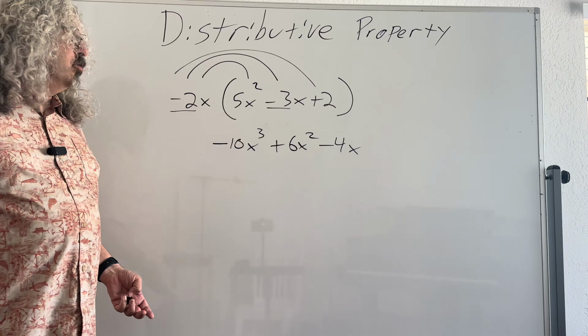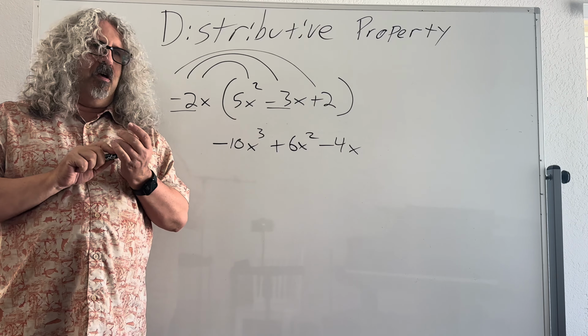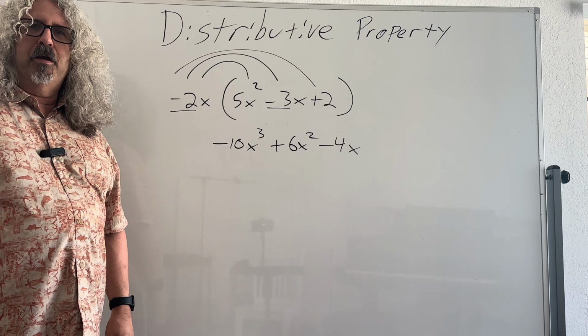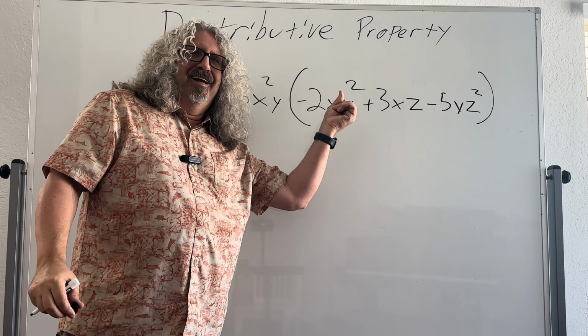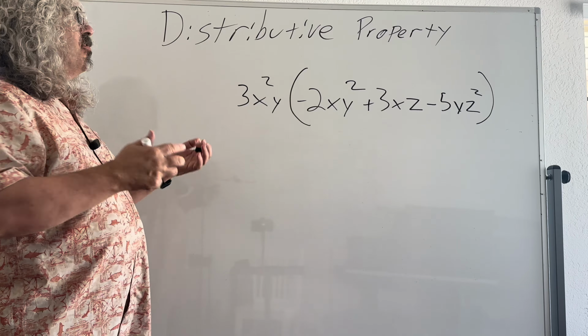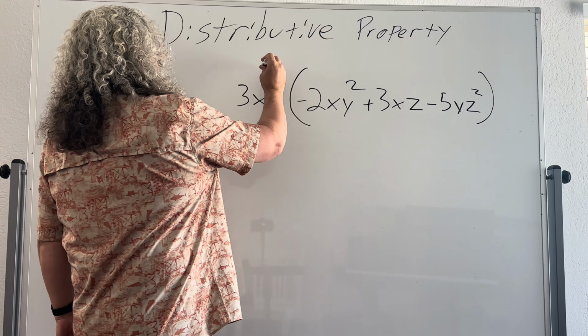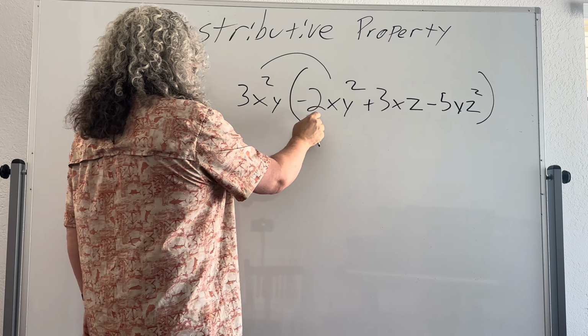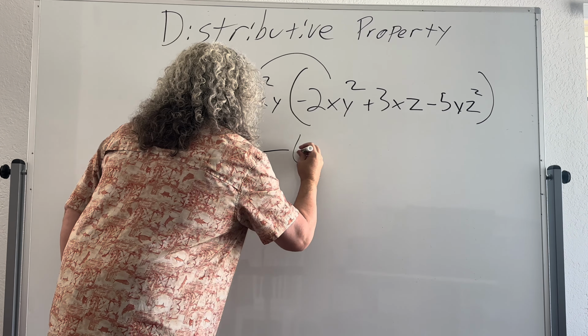Now these can get a little more tricky. We can use multiple letters, and you know what? Let's do one more that's just a little bit funkier. Ready? Here we go. All right, this one's a little messier, but it's the same concept. You're going to do the first by the first. Look at the big numbers, the coefficients. 3 times negative 2 is a negative 6.